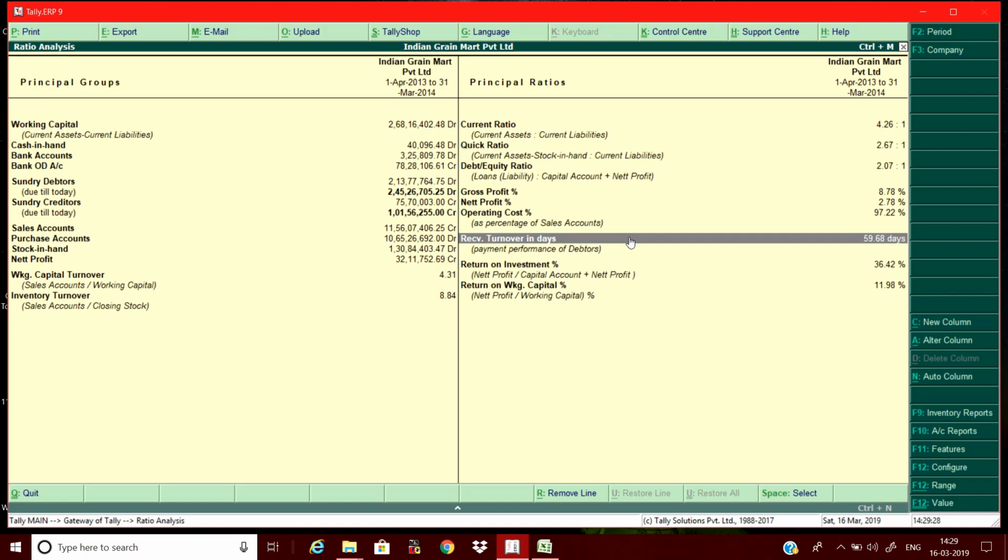But this is all about the ratios. Definitely you should have a look whenever you get any Tally data, but certainly you should not blindly rely on the same.